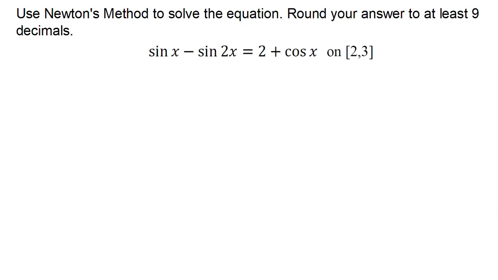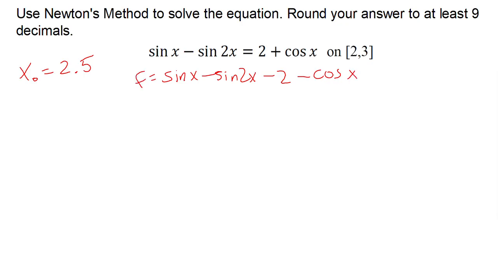All right, now we want to know when does the sine of x minus the sine of 2x equal 2 plus cosine x on the interval from 2 to 3. So we're going to start out with, I guess, 2.5 here, since that's between 2 and 3. We're going to rewrite this as sine x minus sine 2x minus 2 minus cosine x. And if we call that f, then f prime will be cosine x minus 2 cosine 2x. The minus 2 will go away, and then the derivative of negative cosine is a positive sine of x.